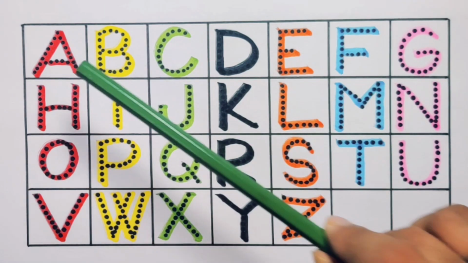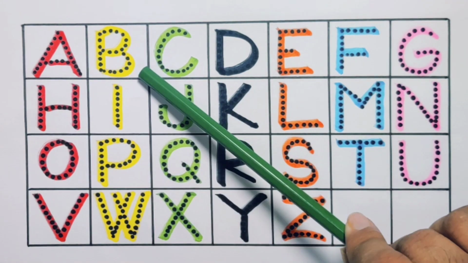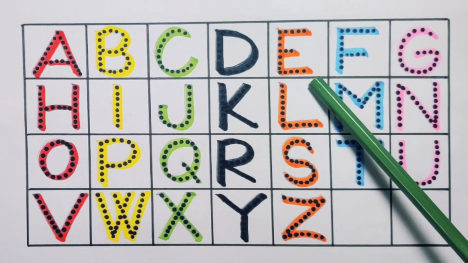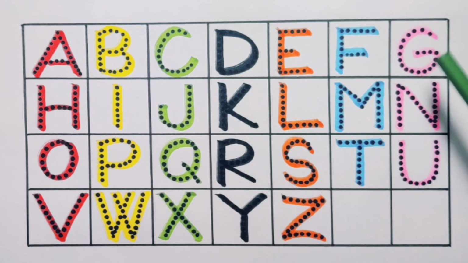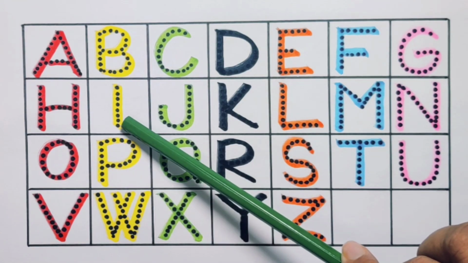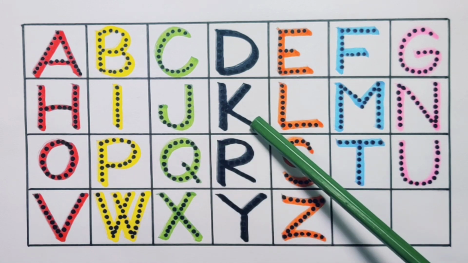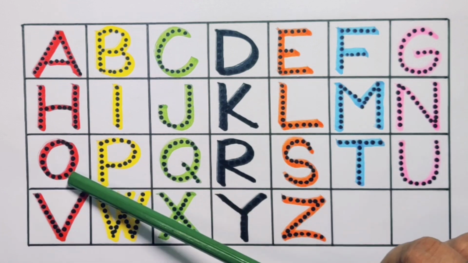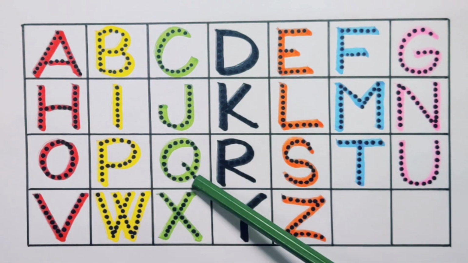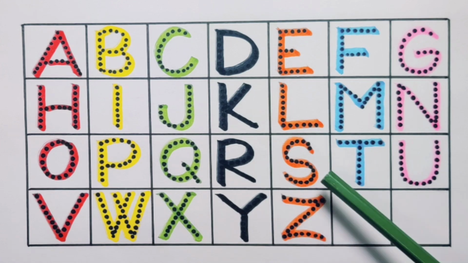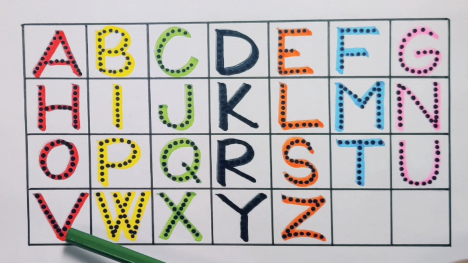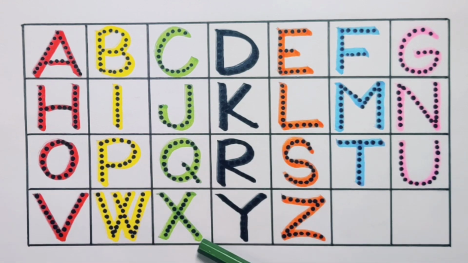We learn A for aeroplane, B for butterfly, C for clock, D for dolphin, E for elephant, F for flower, G for goat, H for hand, I for ice cream, J for jam, K for kite, L for light, M for moon, N for nuts, O for octopus, P for peacock, Q for queen, R for rose, S for sun, T for tiger, U for umbrella, V for vegetable, W for water, X for X-ray, Y for yo-yo, and Z for zoo.